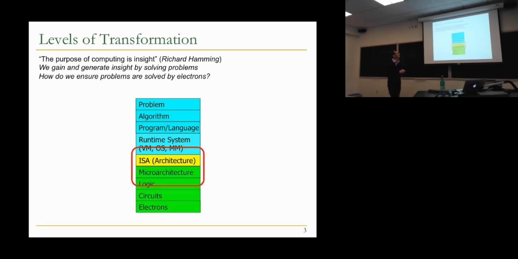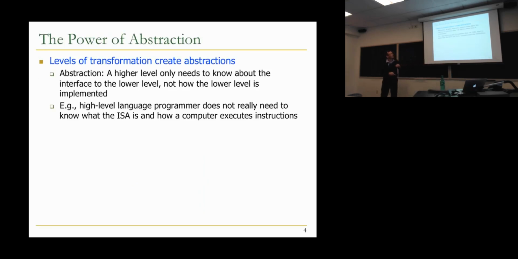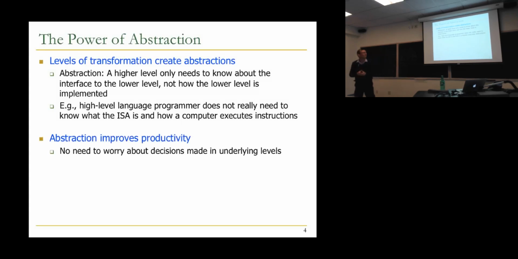For example, when you write programs, you don't really need to know about how they're compiled, right? Well, you can be more effective if you know about it, but you don't have to know about it. When a programmer writes a program, they don't need to know about how the circuits operate underneath. This is very powerful because it saves time. A high-level language programmer does not really need to know what the ISA is and how a computer executes instructions. It's great in one way.